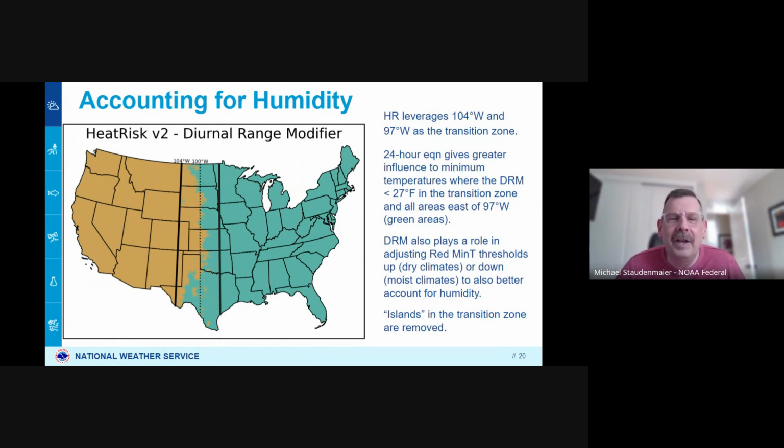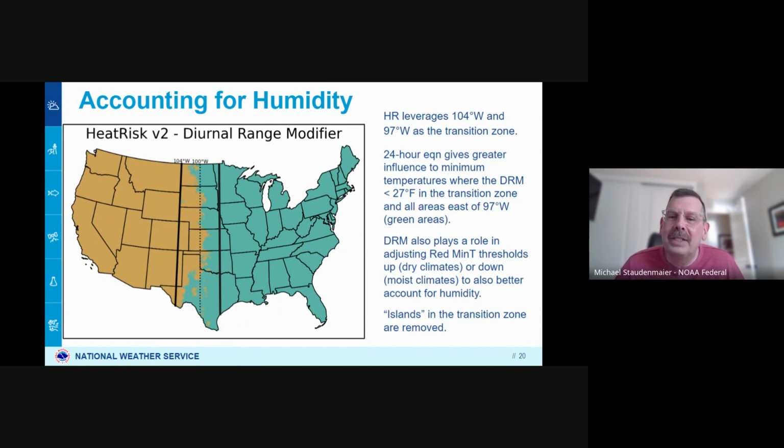We calculate this value at all grid boxes, and locations with humid climates exhibit a smaller DRM range. Heat risk leverages this natural humidity divide line in the middle of the country and these DRM values to define the area where we'd apply one of two 24-hour equations. Within the transition zone between 104 west and 97 west, we define the area where the DRM is less than 27 degrees to utilize the humid heat risk 24-hour equation. Areas where the DRM is greater than or equal to 27 degrees would utilize the dry heat risk 24-hour equation.